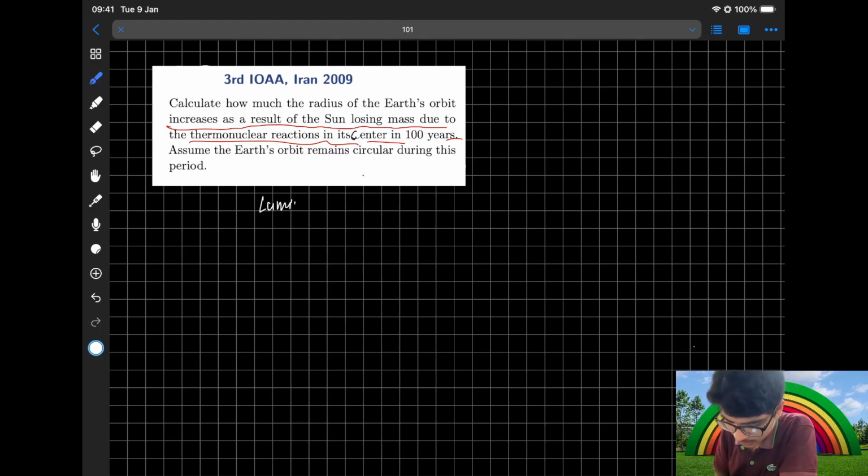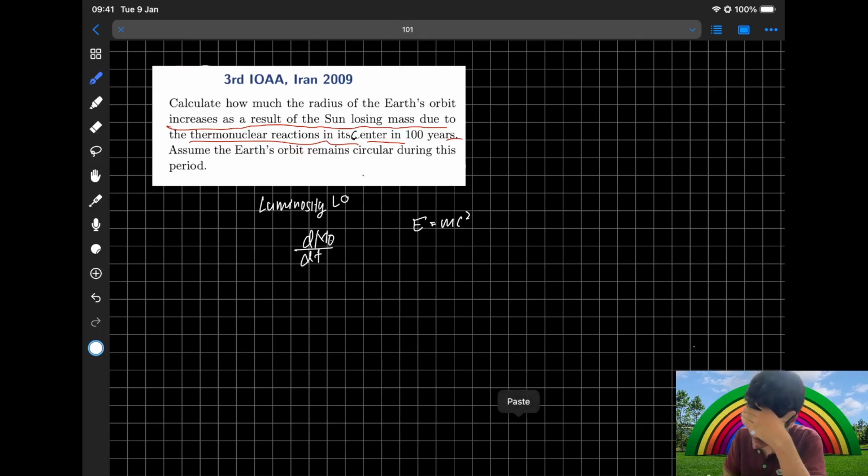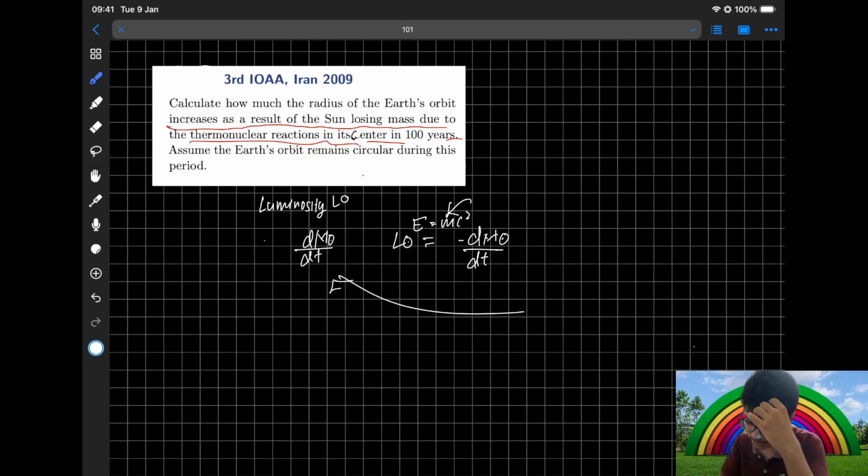Let's take luminosity as L naught, then we have dm naught by dt, the rate of loss of mass. So we have this equals mc squared. Now L naught will be equal to dm naught by dt multiplied by c squared, so dm by dt will be equal to minus L naught by c squared.